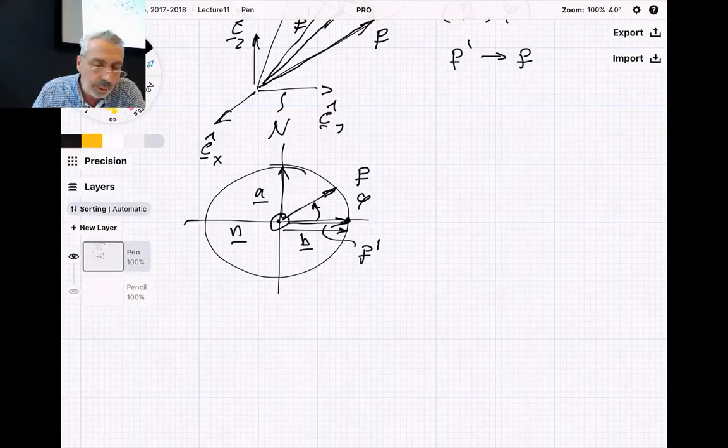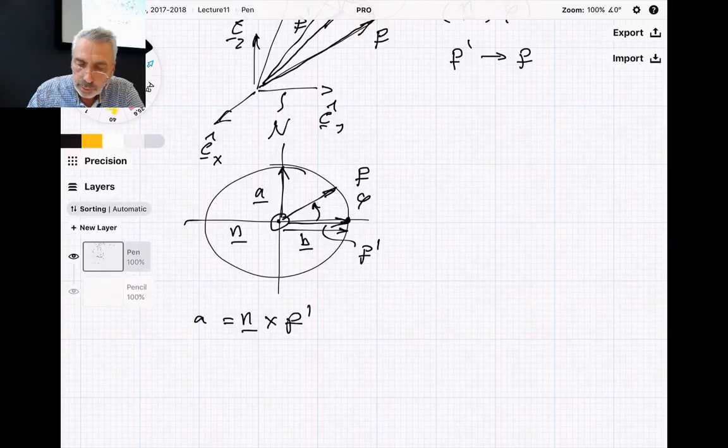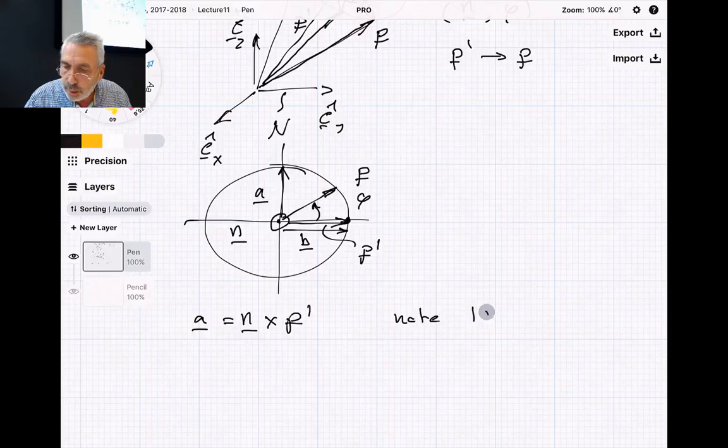Now, how do I build that orthogonal plane? A is easily built, because I have here this sticking out, this axis of rotation. And if I take the cross product of this one with P prime, so cross product n times P prime, I get my A vector. Right? And the length is exactly this projected length, right? So note that the length of A need not be 1, right? It's not a unit vector. It's just the dimension as it is. If you want to know what is the length, actually the length is equal to the length of the projection of P prime. But forget it. I'm not going to talk about it. It's not 1. It's not a unit vector.